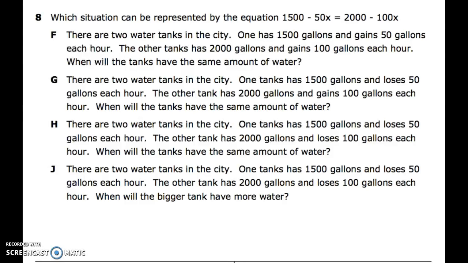H. There are 2 water tanks in the city. One tank has 1,500 gallons and loses 50 gallons each hour. The other tank has 2,000 gallons and loses 100 gallons each hour. When will the tanks have the same amount of water? J. There are 2 water tanks in the city. One tank has 1,500 gallons and loses 50 gallons each hour. The other tank has 2,000 gallons and loses 100 gallons each hour. When will the bigger tank have more water?